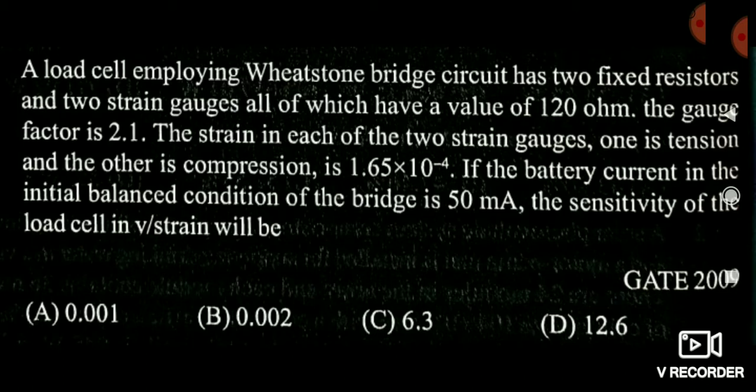A Wheatstone bridge is fixed between two resistors which have the value of 120 ohm, meaning the resistance value is 120 ohm, and the gauge factor is 2.1. I will read the question once, and after that I will explain each and every term. The strain in each strain gauge is 1.65 into 10 to the power minus 4, and the battery current in the initial balanced condition is 50 milliampere, and the sensitivity of the load cell in volt per strain is asked.